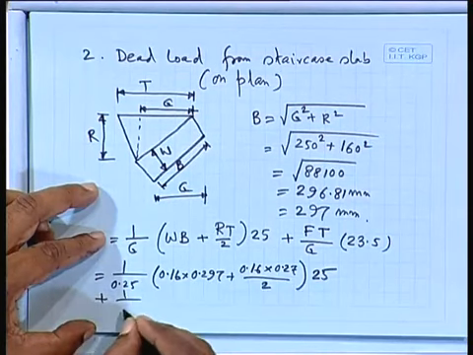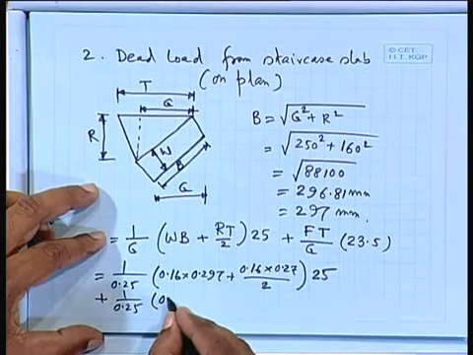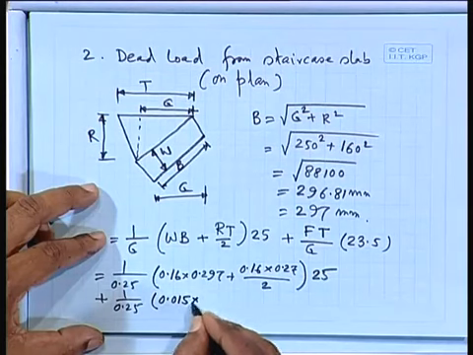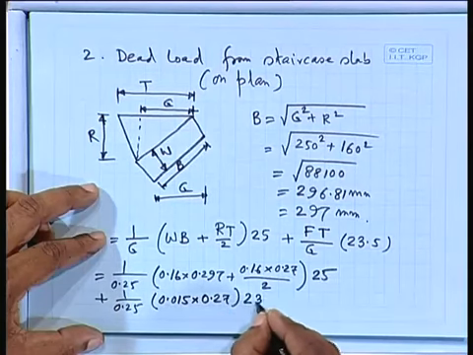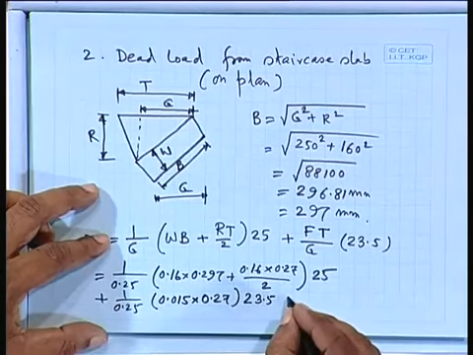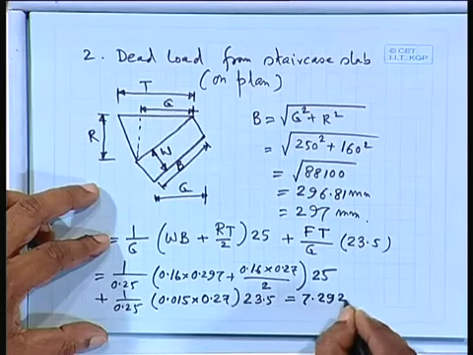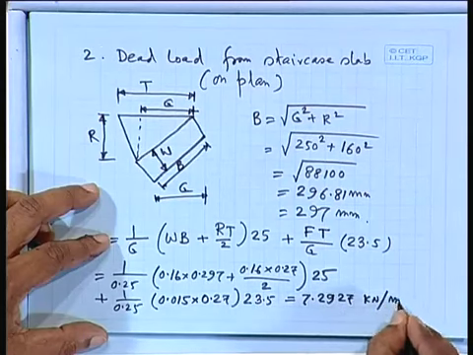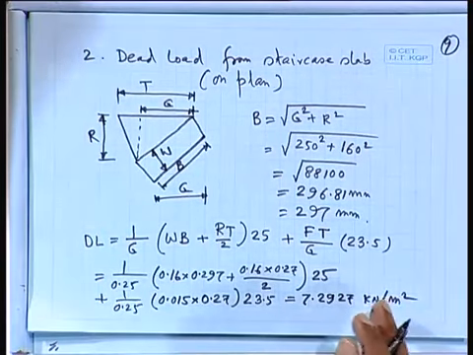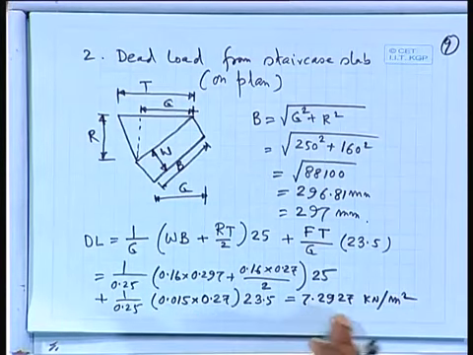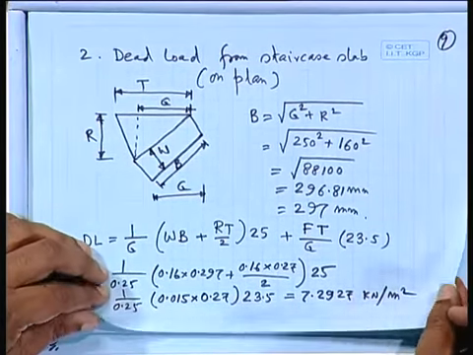So plus 1 by 0.25 times F, floor finish 0.015, 15 millimeter, times T 0.27 times 23.5, the unit weight, which comes as 7.2927 kilonewton per square meter. So this is what I am getting here. The dead load we are getting is 7.2927 kilonewton per square meter. What about the design load?